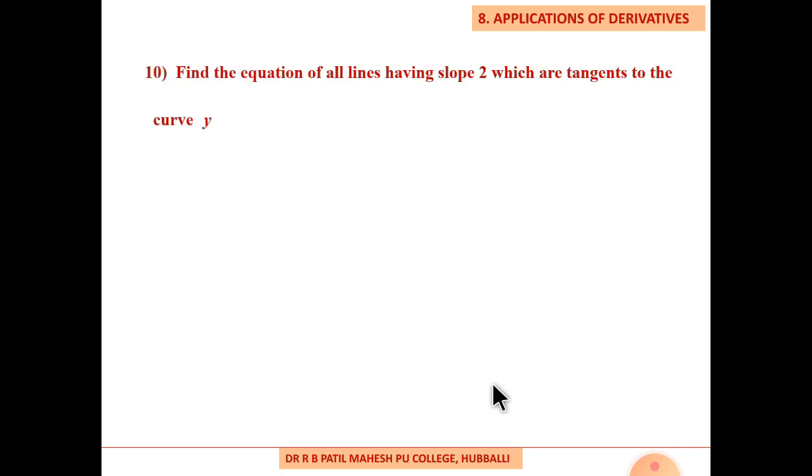Next, example number 10. Find the equation of all lines having slope 2 which are tangent to the curve y equals 1 by (x minus 3). So a similar method applies. You have to find the equation of lines having slope 2 which are tangent to the curve y equals 1 by (x minus 3).